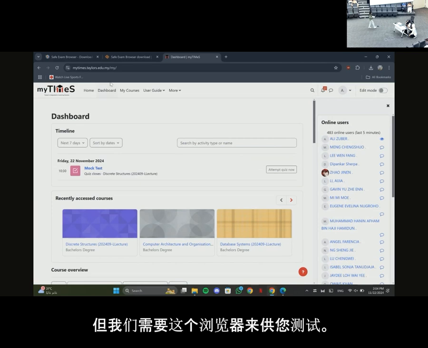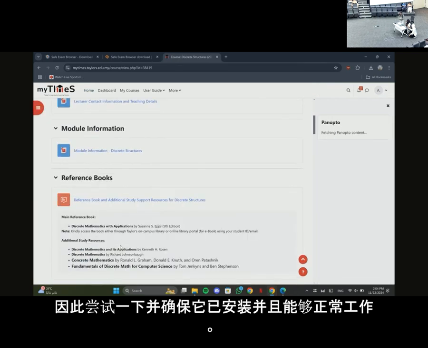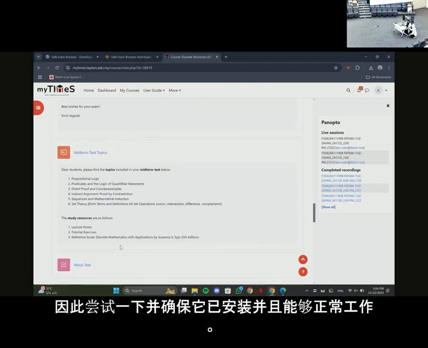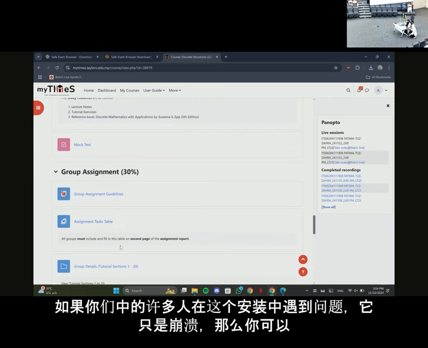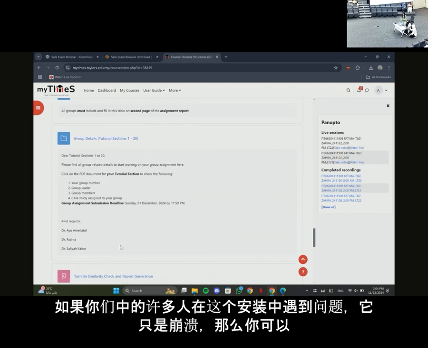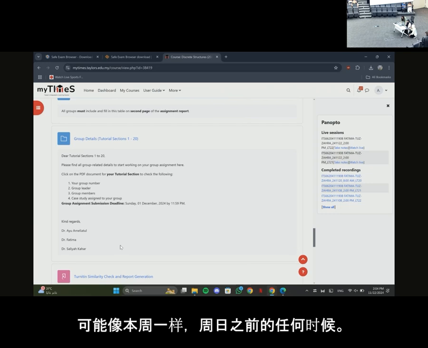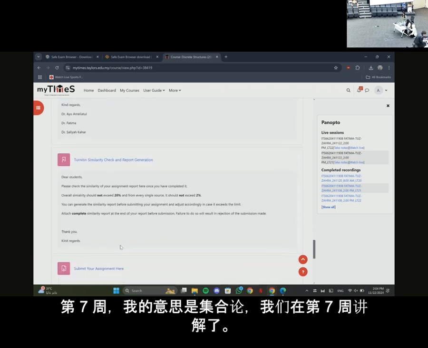But we need to have this browser for your test. So try it and make sure that you have it installed and working somehow. Try it before your exam. And if many of you are facing problems in this installation and it just crashes, then you can let us know and we will see what we can do before your test. Maybe like this week, anytime by Sunday. Okay, all of you.